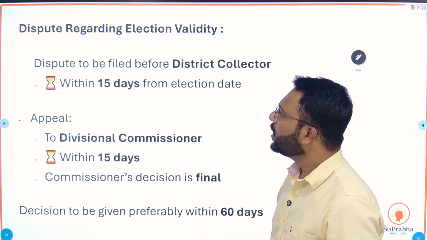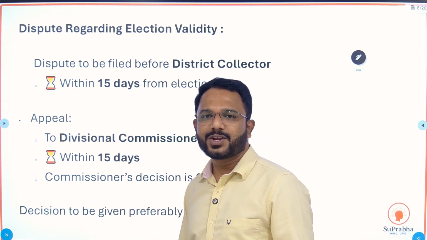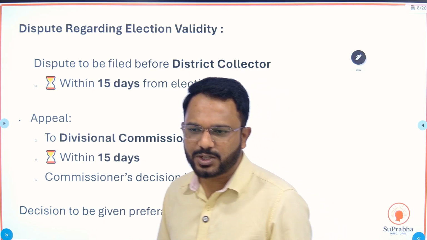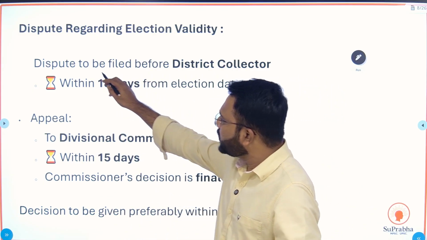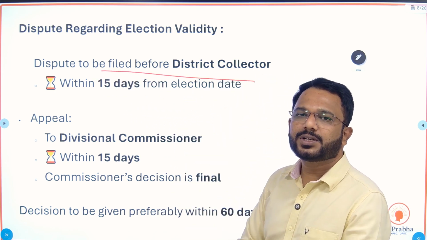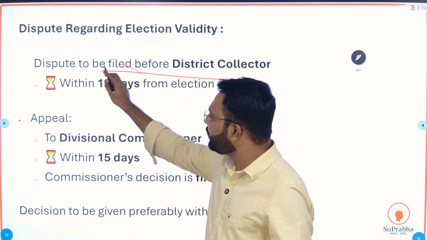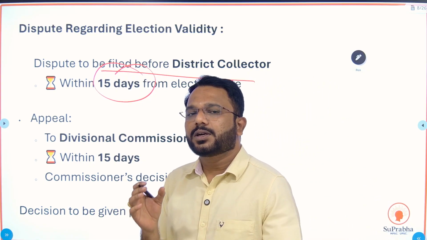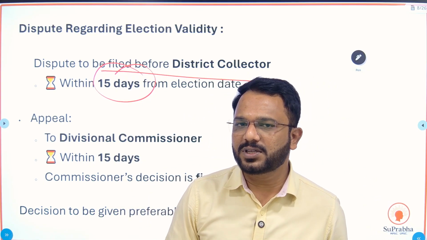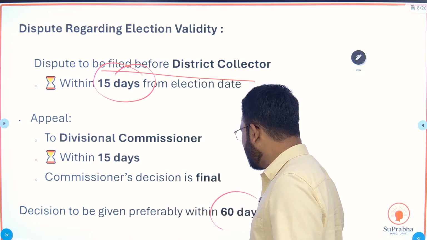Dispute regarding the election validity. If a dispute arises on the election validity, it is filed before the district collector within 15 days of the election date. And the district collector should give the decision within 60 days.